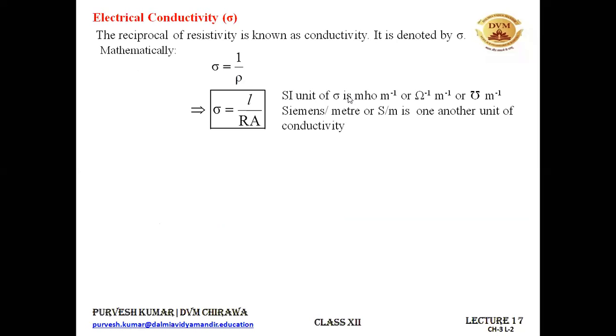The SI unit for sigma is mho per meter, or you can write it as ohm inverse meter inverse. This ohm inverse is literally the inverse of the ohm symbol. One another unit for conductivity is Siemens per meter, or S per meter. S is the symbol for the Siemens. Please remember these units. Any one of these units can be used to express the unit for conductivity.